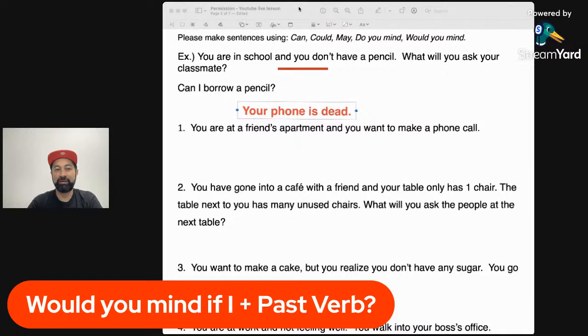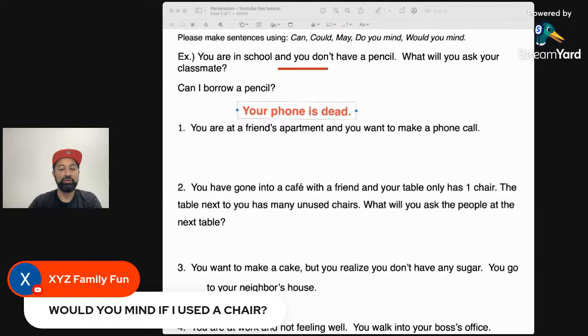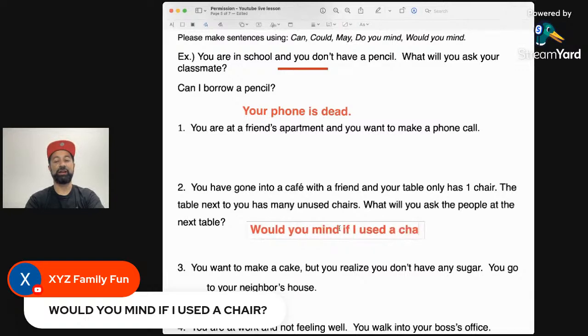All right, so would you mind if I, and then don't forget, my verb must be past tense. All right, so XYZ family, would you mind if I used a chair? Perfect question. So you use the past tense of use, which is used. Would you mind if I used a chair? Excellent. I think this is the most standard question.